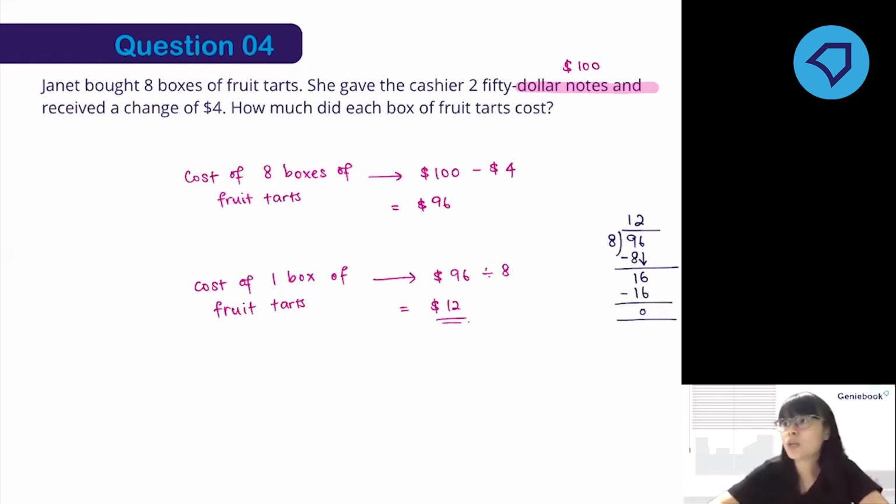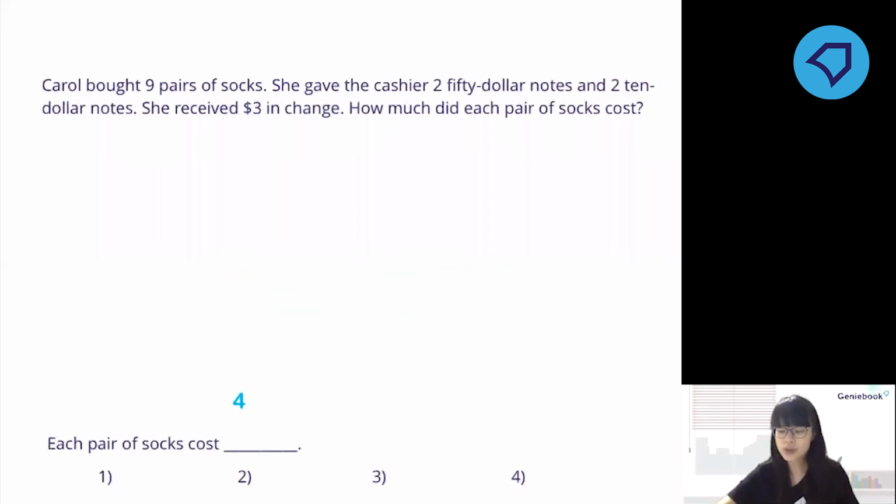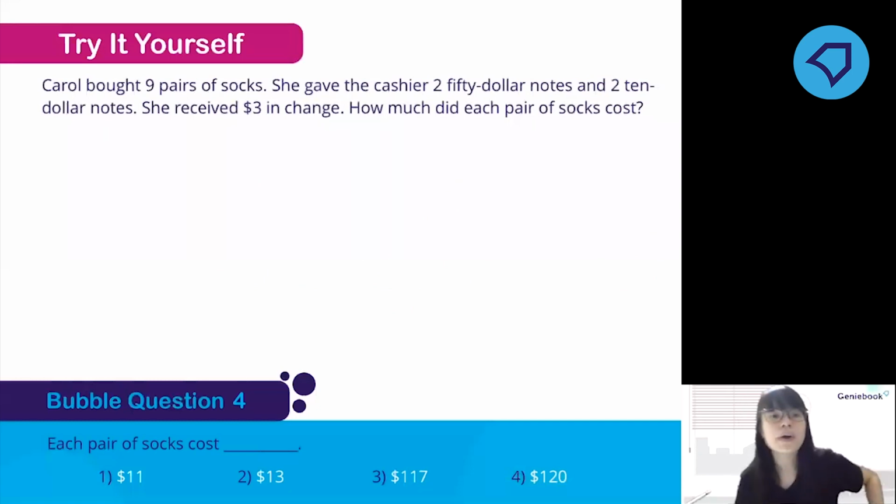Shall we try your bubble question? Any questions so far? Anybody do not understand? All good, right? If you don't understand, please ask in the chat over here. So let's try this one. Carol bought 9 pairs of socks. She gave the cashier two $50 notes and two $10 notes. She received $3 in change. How much did each pair of socks cost?